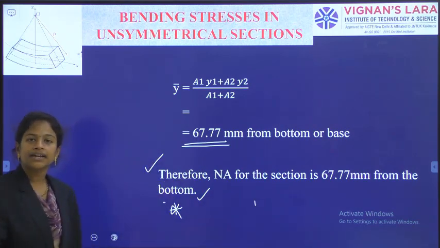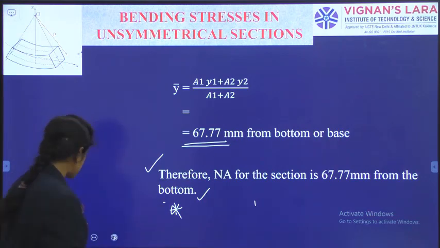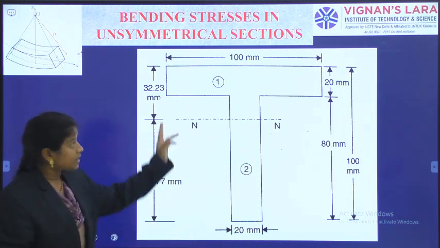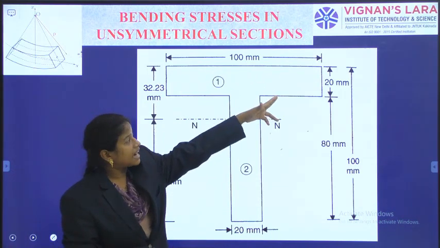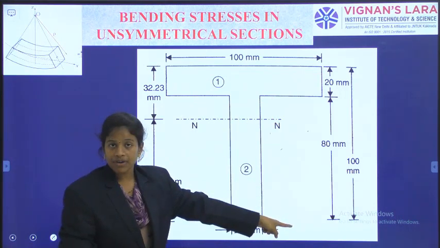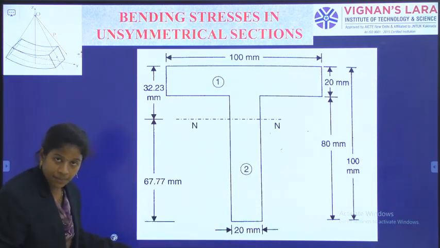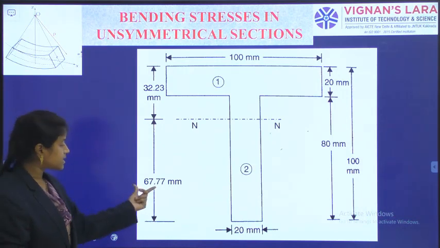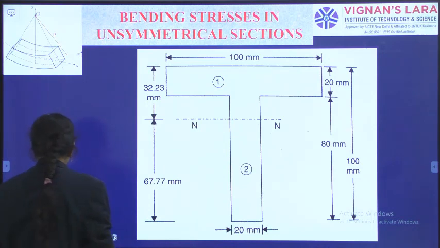And then after getting the neutral axis location, we have to calculate the moment of inertia of the section. Now we have the whole picture: the original T section with the original flange dimension and flange thickness, and the remaining height is the 80 mm web with the corresponding 20 mm thickness. From the baseline, the neutral axis is located at 67.77 millimeters. So the neutral axis is indicated like that.